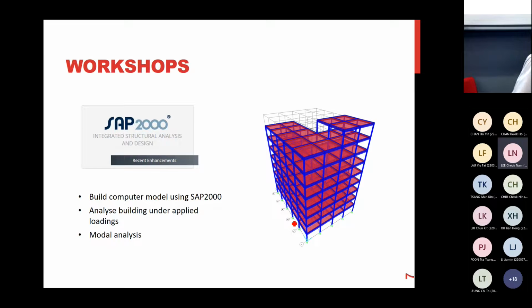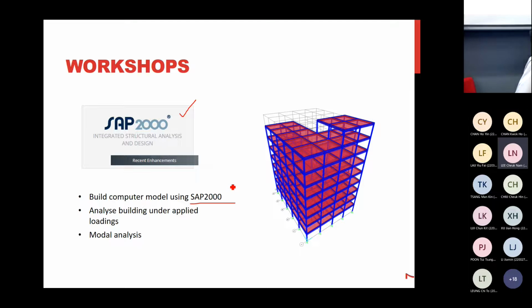About the workshop, in the workshop you will learn SAP 2000. Maybe some of you have already learned how to use it. It's a very general software for structure analysis, not only for buildings. You can also use it for other structures like shell structures, truss bridges, many things. Very, very general. SAP 2000.